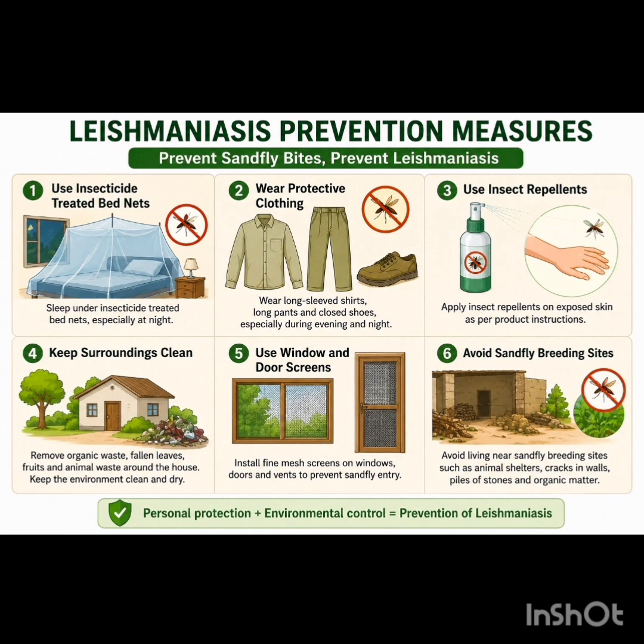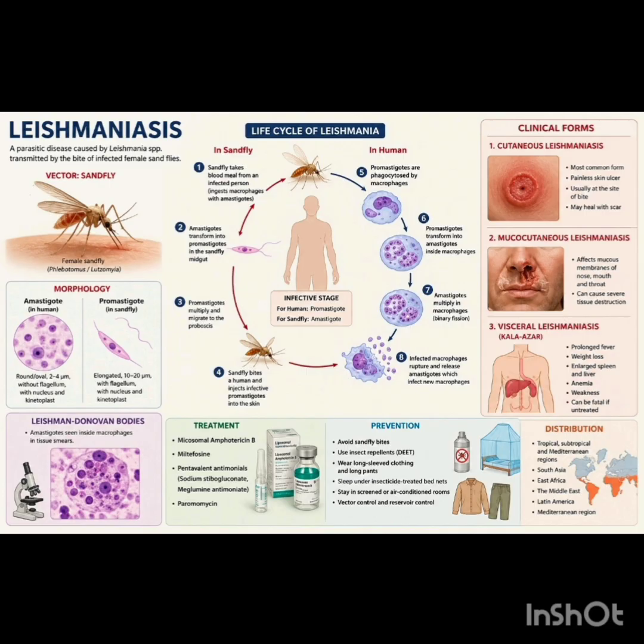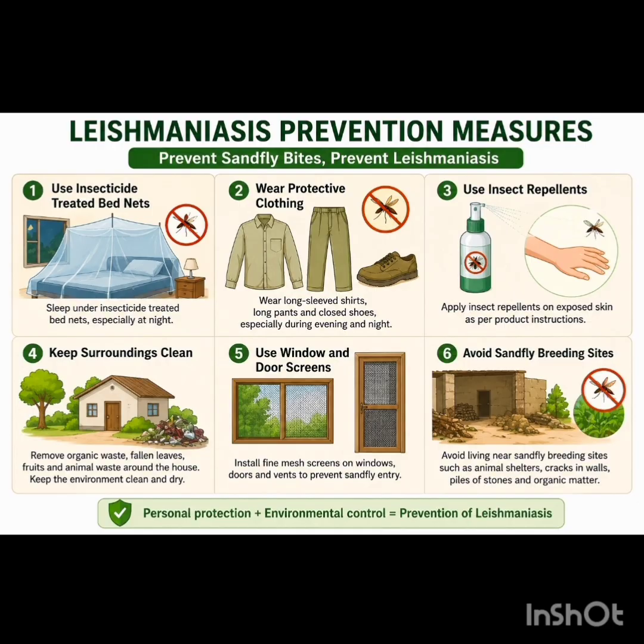Now, if you remember only one sentence from today's lecture, remember this: Leishmania is a parasite carried by sandflies, transmitted as a promastigote, transformed into an amastigote inside macrophages, and capable of causing disease ranging from a skin ulcer to a life threatening visceral infection. A tiny insect, a microscopic parasite, a powerful survival strategy, and a remarkable example of how a pathogen can turn the body's own defense cells into its safest hiding place.